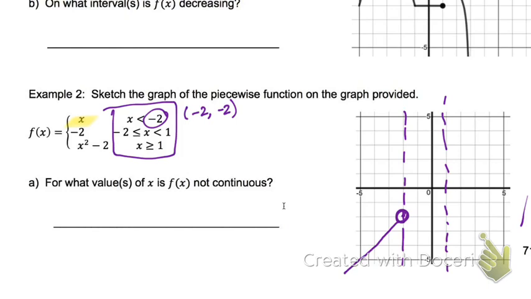Then the next one is -2. So if there's no x in it, then it's what kind of line? Horizontal at -2. So does it get open or closed on the -2? Closed. So I'm just going to fill that in, and then open.